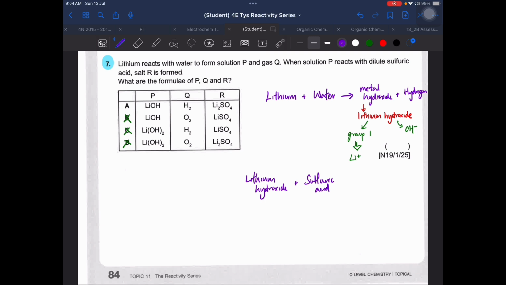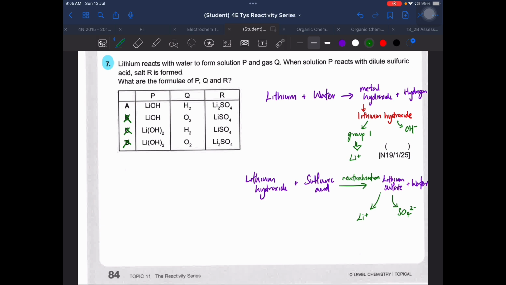Now this is what we know as neutralization, right? So in neutralization, the product will be that of a salt and water. So in this case, the salt will be lithium sulfate and water. So in terms of the ions that we're looking at, like what I said just now, lithium will be Li+. Sulfate is also a polyatomic ion that we need to know is SO4 2-.